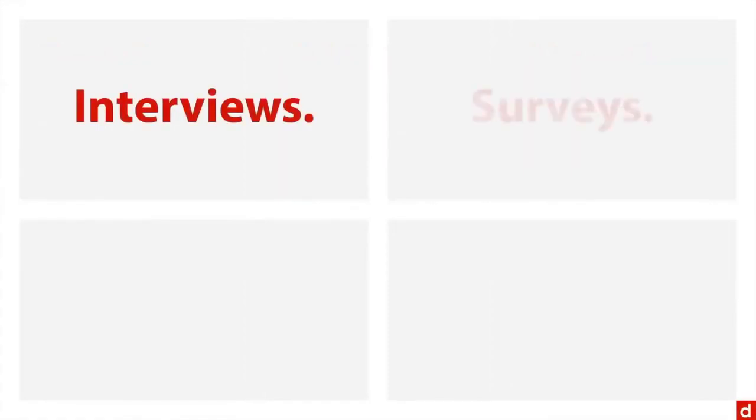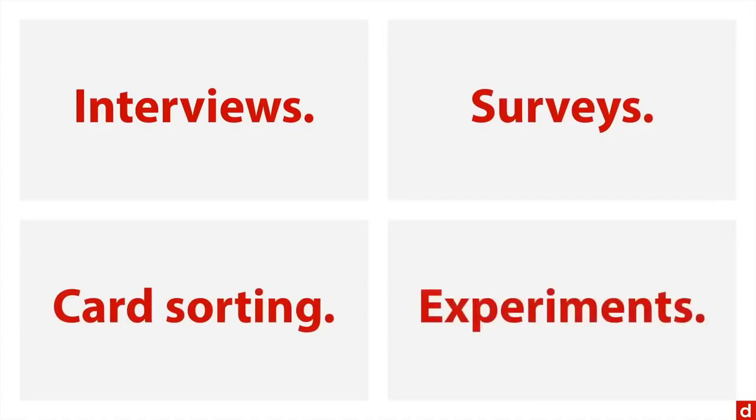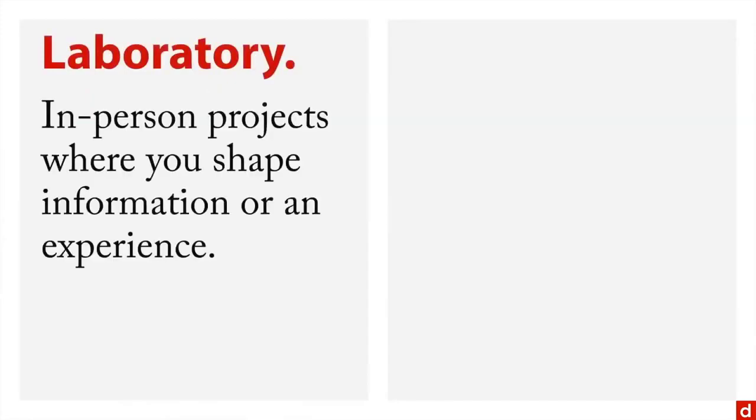When you look at those, you get a few possible options. Number one is interviews, and I'll say more about those. Another one is surveys. A third one is card sorting. And the fourth one is experiments, although I actually want to split experiments into two kinds of categories. The first one is laboratory experiments, and that's in-person projects where you shape the information or an experience for the participants as a way of seeing how that involvement changes their reactions. It doesn't necessarily mean that you're a participant, but you create the situation.